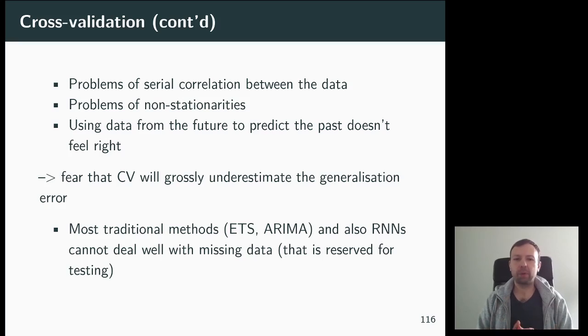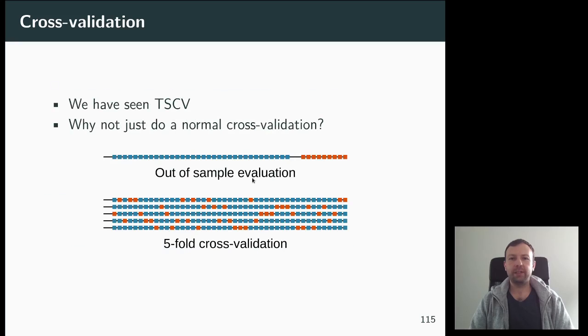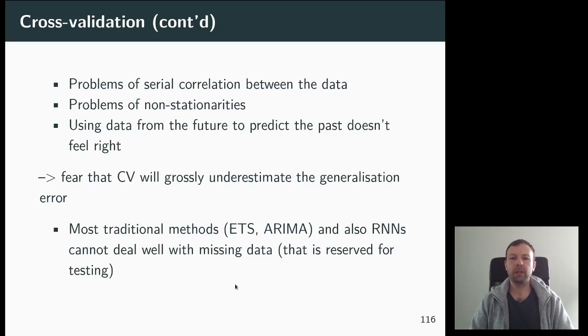And there's another problem with cross-validation. Most traditional methods and also RNNs that evolve a state going forward often don't deal well with missing data, because here obviously these orange data points would be in the test set. So in your training set, they would just be missing. You can't use them. Yeah, so that's why people don't normally do cross-validation.